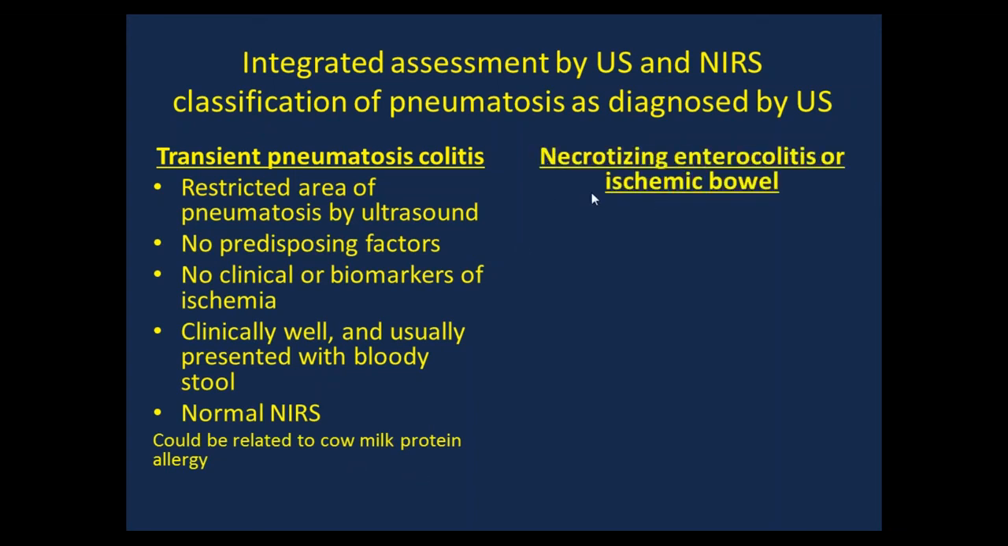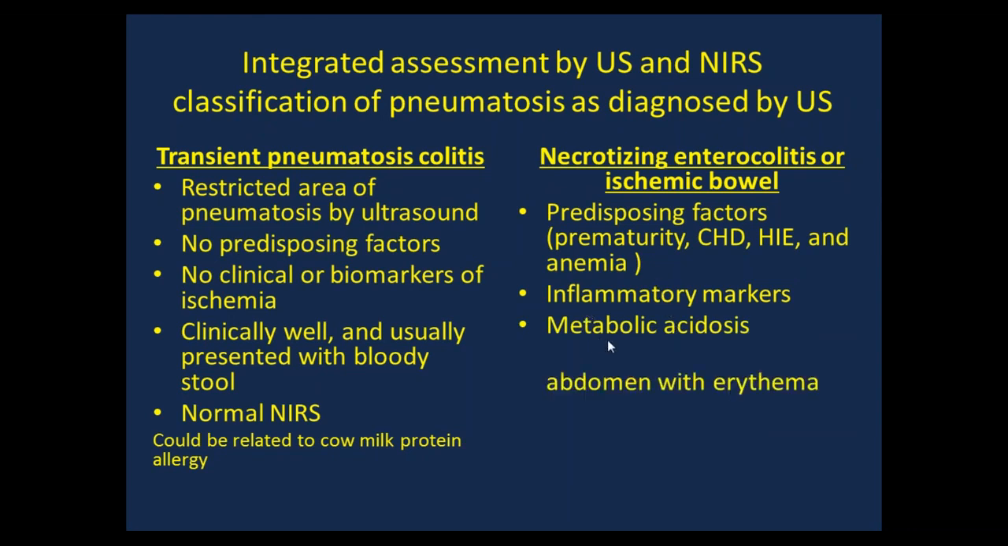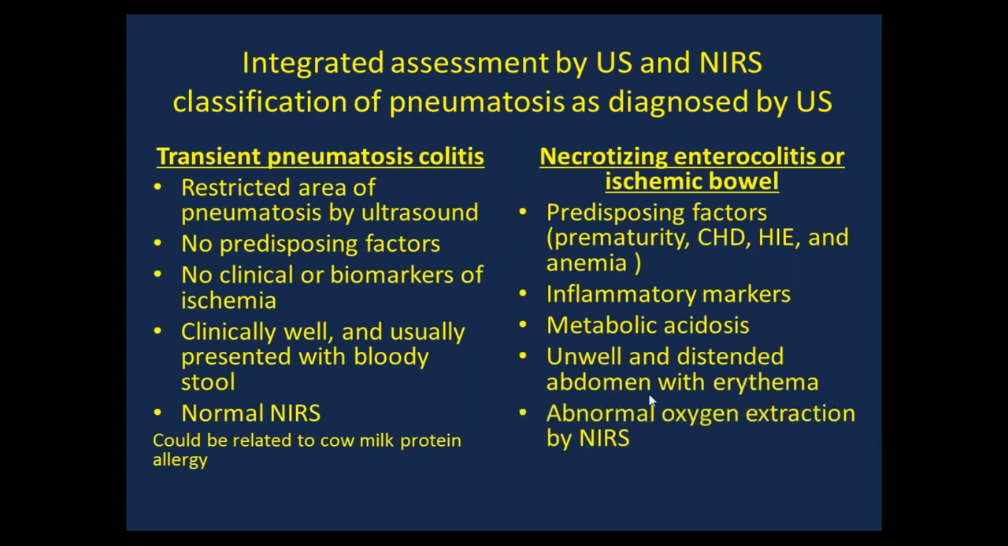On the other hand, we have true necrotizing enterocolitis, or ischemic bowel. In most of these cases, we should have predisposing factors like prematurity, congenital heart disease, HIE, or severe anemia. It is common to have inflammatory markers like high CRP in this category, or metabolic acidosis. Usually, the infant in this category looks unwell with a distended abdomen and erythema of the abdominal wall, and abnormal oxygen extraction by near-infrared spectroscopy.